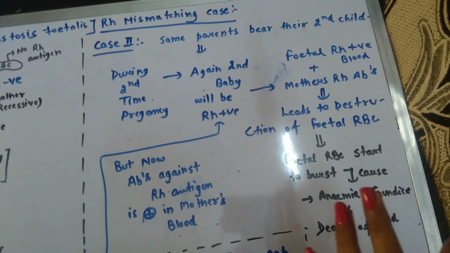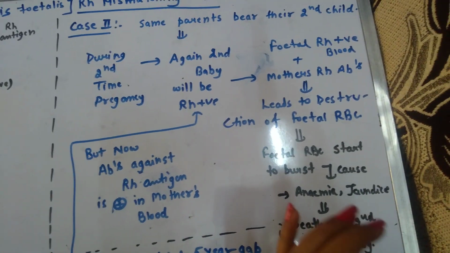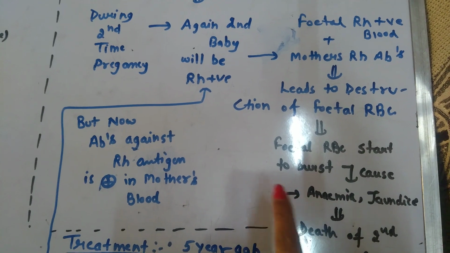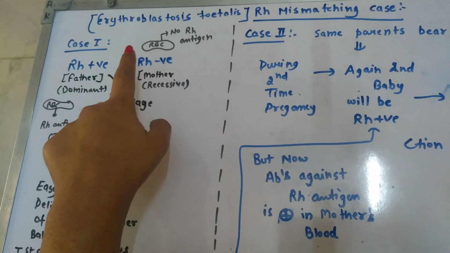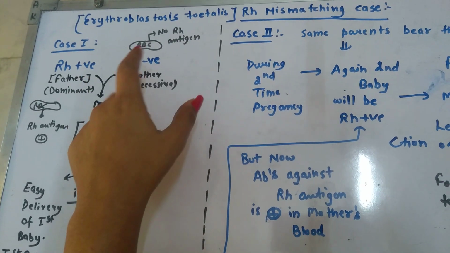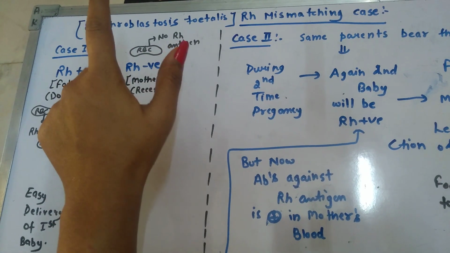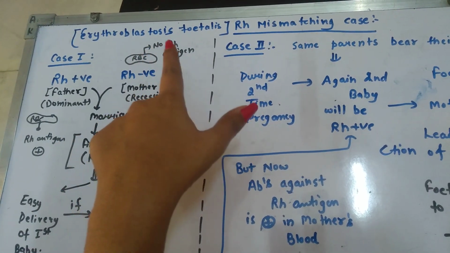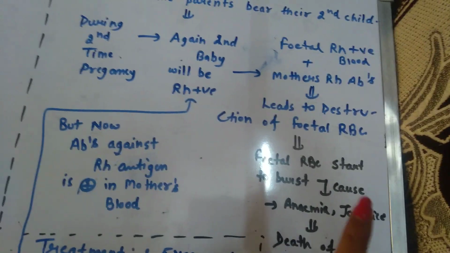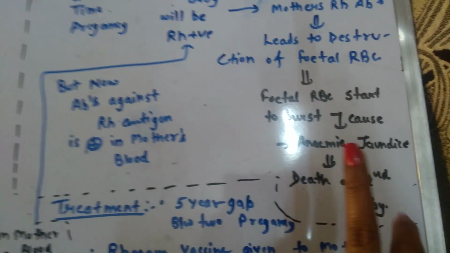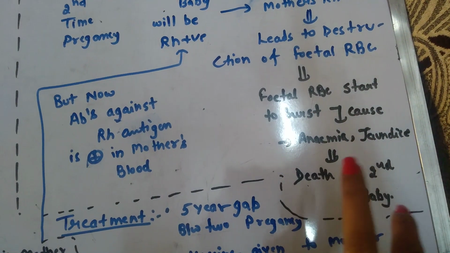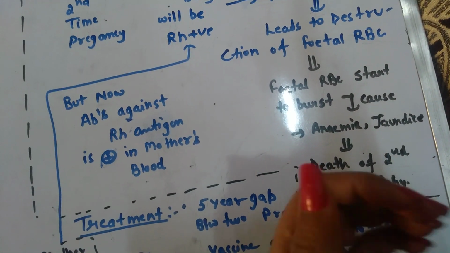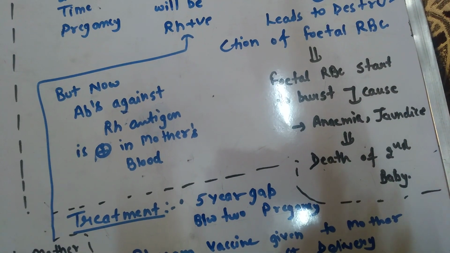So the fetal Rh positive blood and the mother's Rh antibodies start clumping together and lead to destruction of fetal RBCs. What happens next? When the fetal RBCs start to degrade, they start to burst. That's why it is called erythroblastosis foetalis: erythroblast, that is RBCs, bursting of RBCs in the fetal stage. So the fetal RBCs burst, which leads to another disease, anemia, that is deficiency of RBCs in the blood, then jaundice, and then death of the second baby.